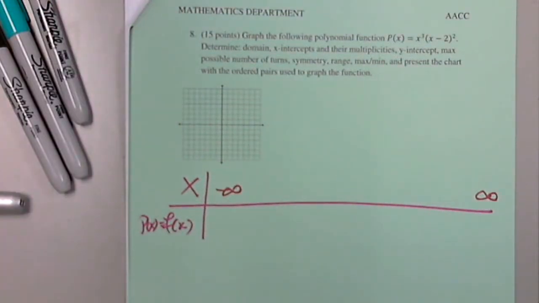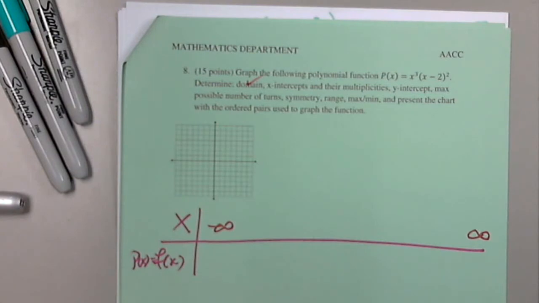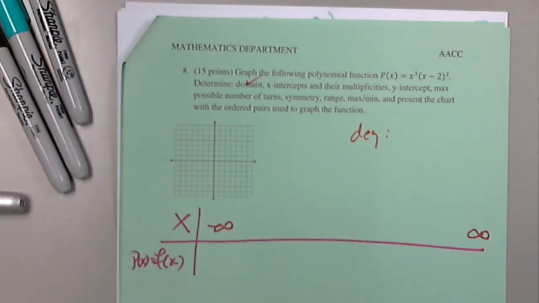Good. So domain was done. X-intercepts. I need to find the degree. The degree will tell me exactly how many intercepts I'm looking for. 3 and 2. So what degree is that?